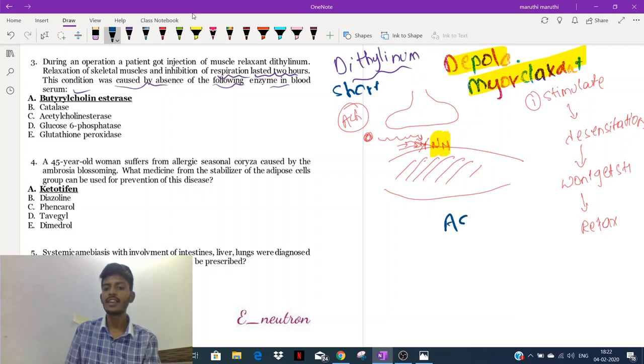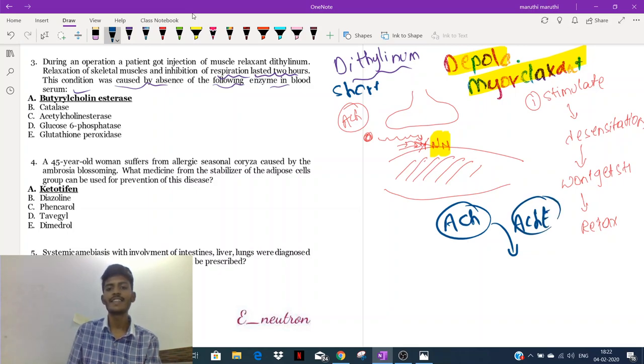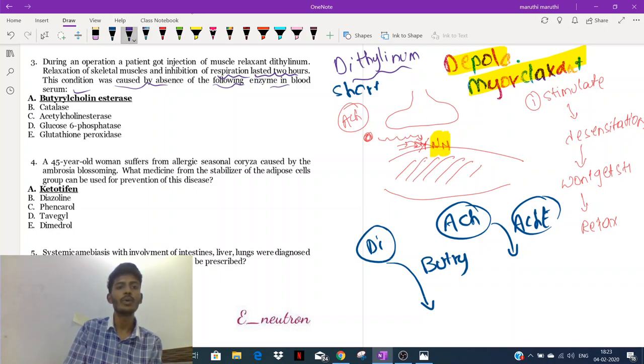As usual, ACh is metabolized by an enzyme called ACHE, acetylcholinesterase. The same way, suxamethonium is metabolized by an enzyme called butyrylcholinesterase. Now, if I don't have this enzyme butyrylcholinesterase, what will happen? Suxamethonium will remain in the body. If it remains in the body for a long period of time, what will happen?